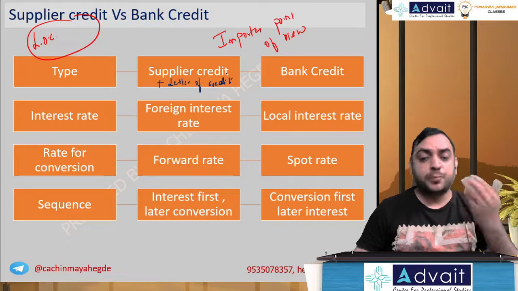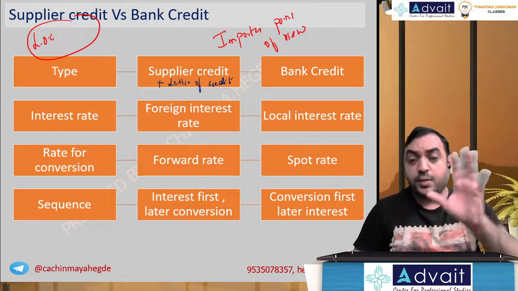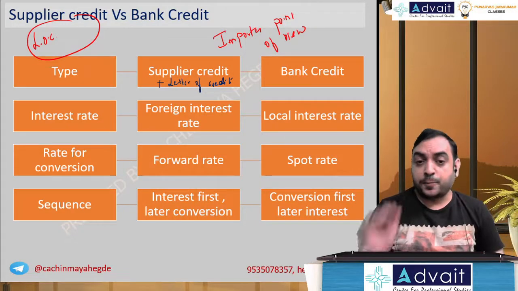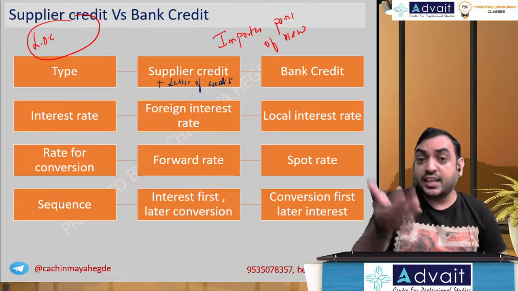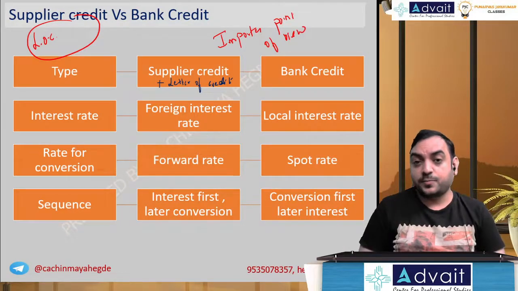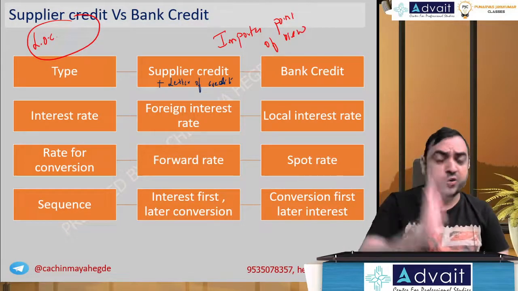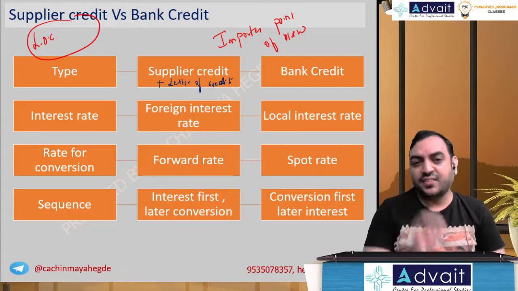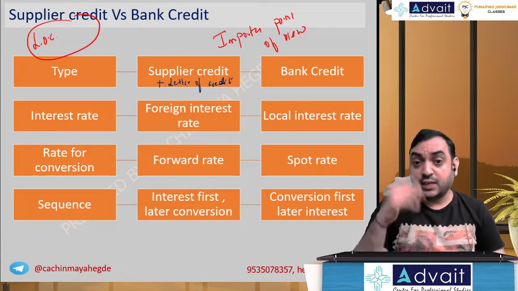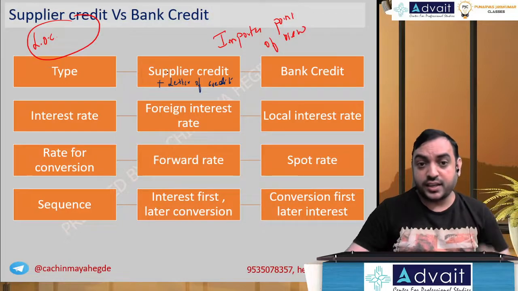So if letter of credit is there, it is the same thing, but one extra cash flow will come. Letter of credit is a guarantee given by Indian banks to the foreign banks or to the supplier directly. It's given by a bank in India, your local bank.